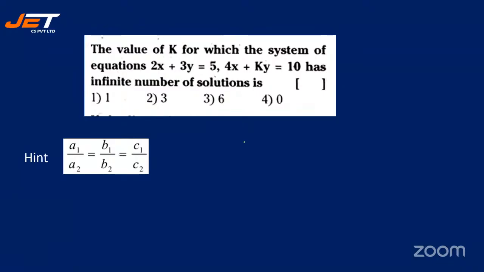Right. So what is a1? a1 by a2 is equal to b1 by b2, which implies 2k is equal to 12. k is equal to 12 by 2, k is equal to 6. So your answer must be option 6. All right. Now move on to the next question.